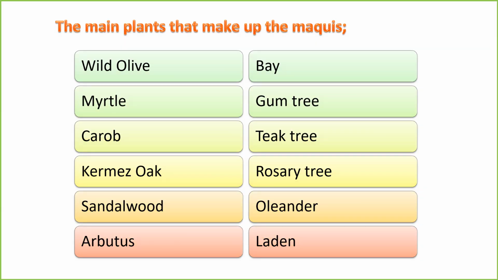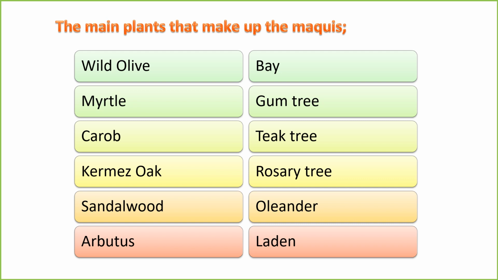The maquis vegetation, typical of regions with a Mediterranean climate, is characterized by a diverse array of shrubs and small trees. Some of the main plants that make up the maquis include: 1. Wild olive, Olea europaea sylvestris, a hardy, drought-tolerant species that produces small, bitter olives. 2. Myrtle, Myrtus communis, known for its aromatic leaves and berries. Myrtle is a common component of the maquis. 3. Carob, Ceratonia siliqua. The carob tree produces long pods with a sweet pulp and seeds. It is well adapted to arid conditions.